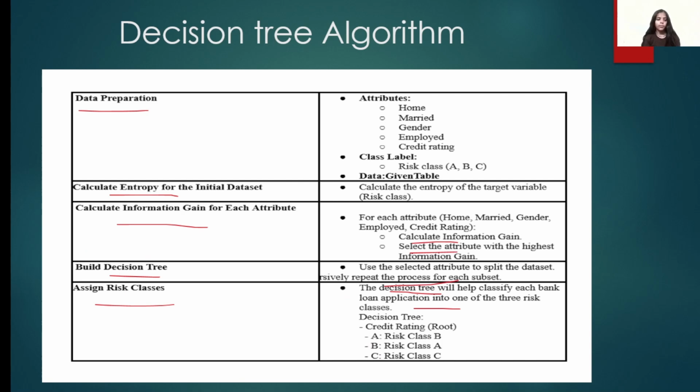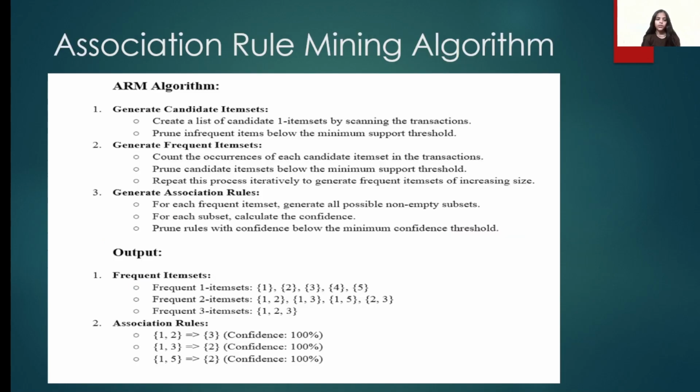The last algorithm is the association rule mining algorithm. Here we have to generate candidate itemsets: create a list of candidate first itemsets by scanning the transactions, and then generate frequent items and count the occurrence of each candidate item in the transactions. Then prune candidate items below the minimum support threshold. Repeat this process iteratively to generate frequent itemsets of increasing size.